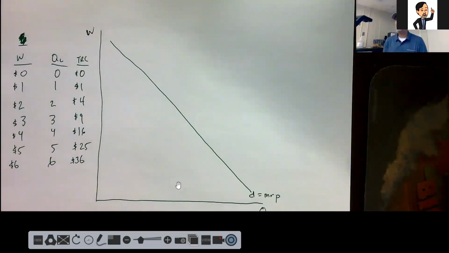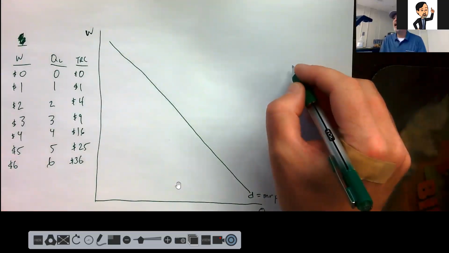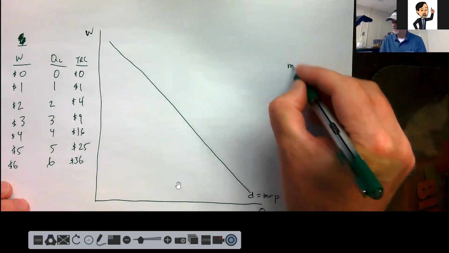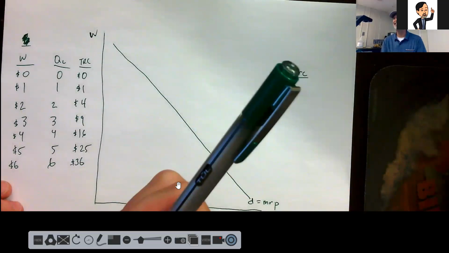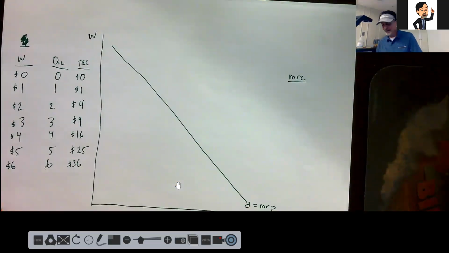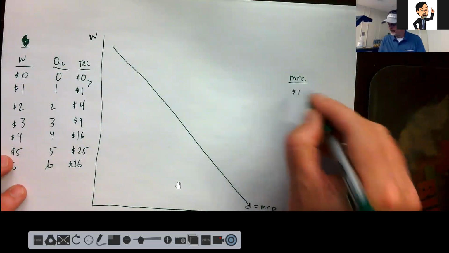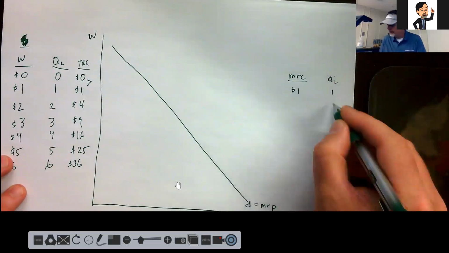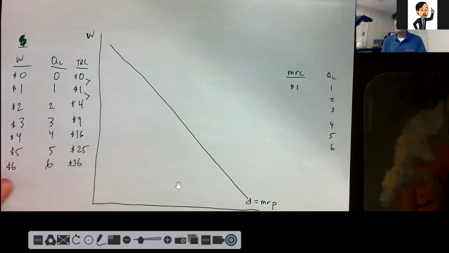All right. If we have a total resource cost, is there any way that we could figure out the change in resource cost as I hire 1 additional unit of labor? Well, what do we call the extra money to hire a new resource? Marginal resource cost. That's correct. What's my MRC when I hire my first worker? $1. Okay, so I'm going to put quantity of labor here: 1, 2, 3, 4, 5, 6. What is my marginal resource cost when I hire my second unit of labor?